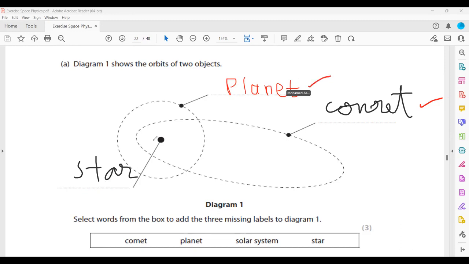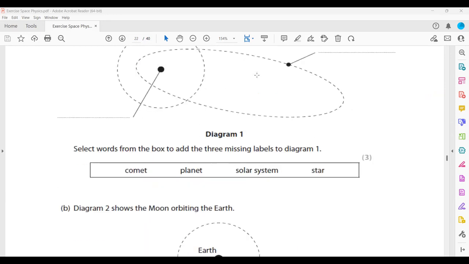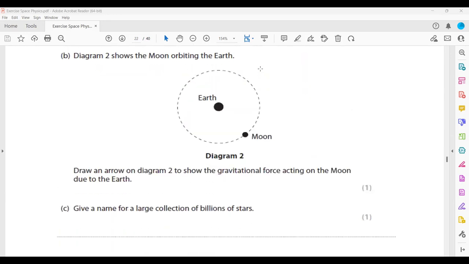Planet and the star. Because they're all moving around this star. So this one is a planet because planets move around the star. Comet also. A comet has a more eccentric path as compared to that of a planet. And whenever we are solving a question related to a planet, we consider that it's circular because we apply the rule that speed is equal to distance divided by time, by considering it's a circular path.